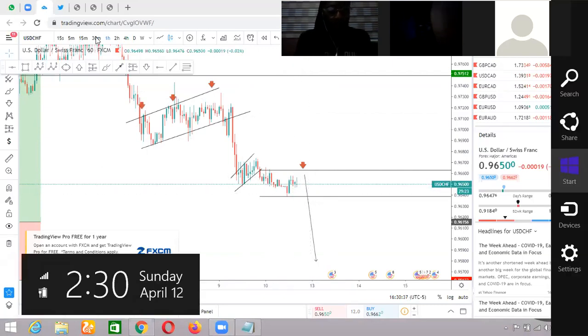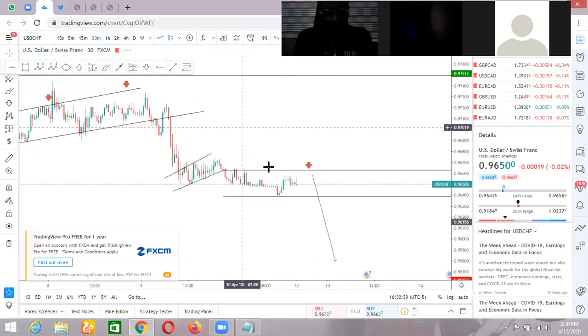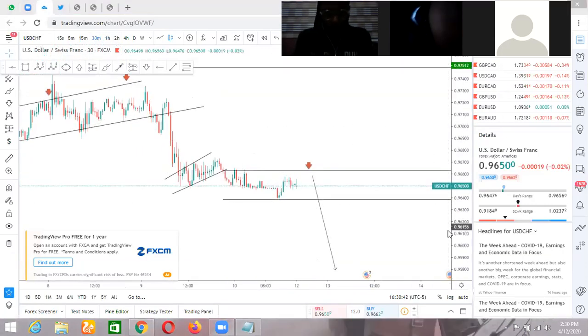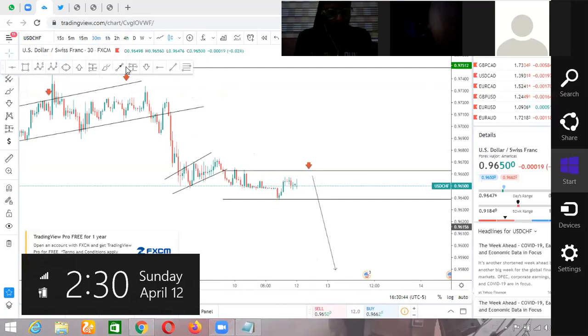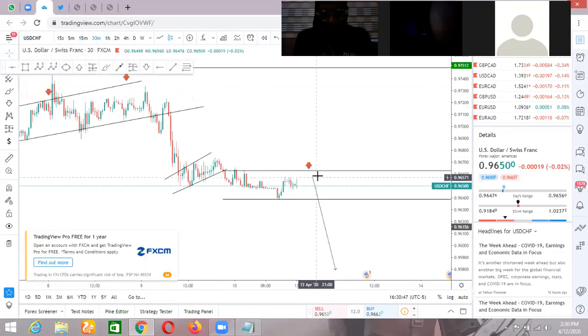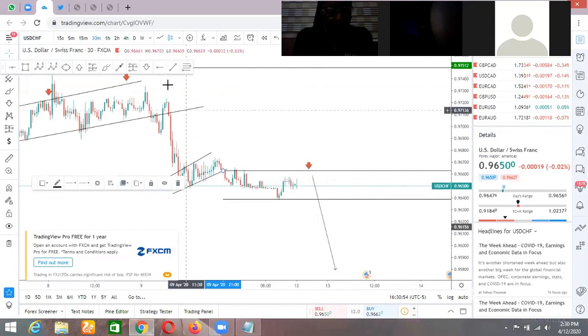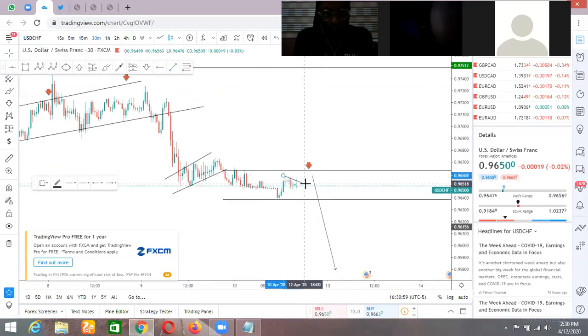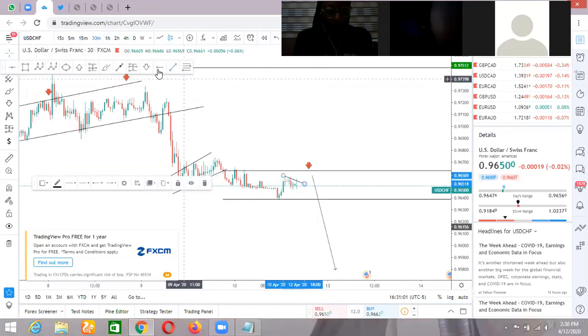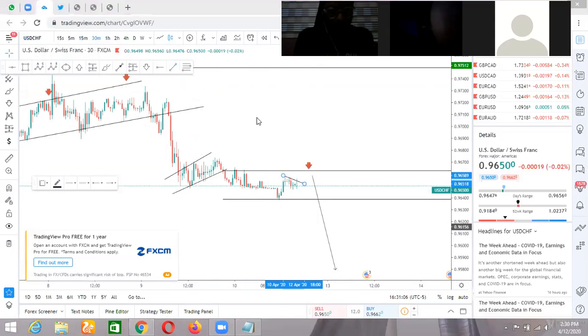Let me choose a lower time frame. So maybe once I get something like a flag here, and currently on a lower time frame, we are not getting an ascending channel. We are getting something like a descending channel. Let me show you guys. If you can see that, we are getting something like a descending channel here.